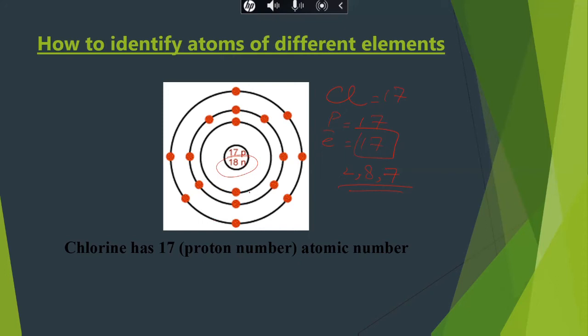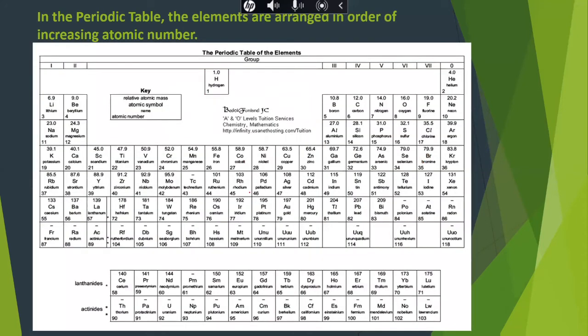All right, this is a periodic table. Here you can see that in the periodic table, the elements are arranged in order of increasing atomic number: 1, helium 2, 3, 4, 5 boron, 6 carbon, 7 nitrogen, 8 oxygen, fluorine is 9, neon is 10, then here 11. All elements are arranged in order of increasing atomic number. We'll provide you this periodic table in the exam as well.